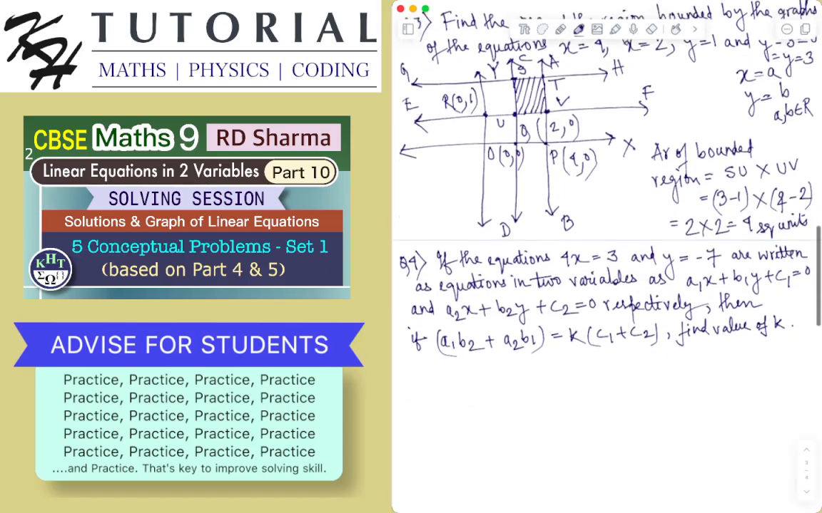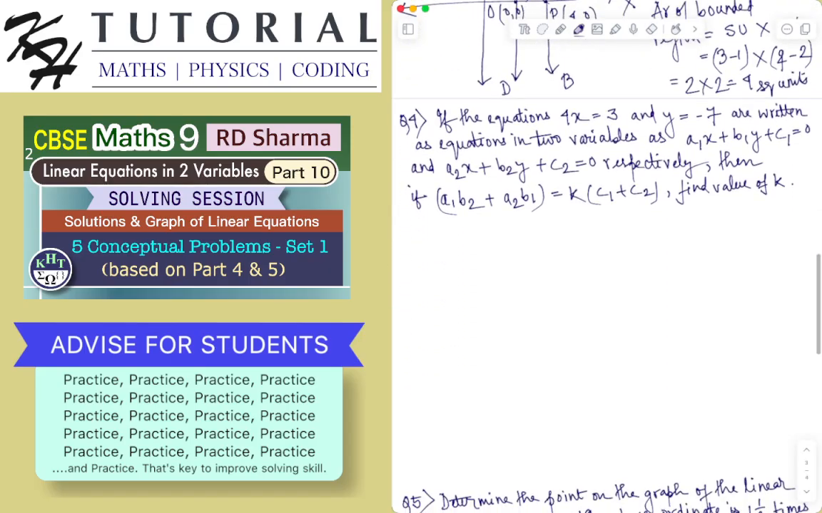Let's see the next problem. If the equations 4x equals 3 and y equals minus 7 are written as equations in 2 variables as a1x plus b1y plus c1 equals 0 and a2x plus b2y plus c2 equals 0 respectively, then if a1a2 plus a2b1 is equal to k into c1 plus c2, find the value of k.